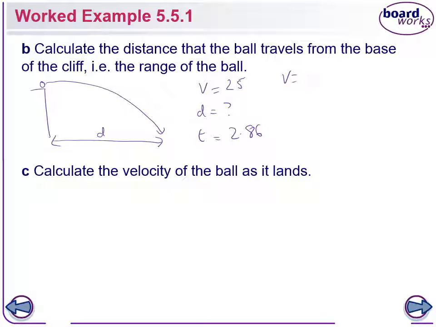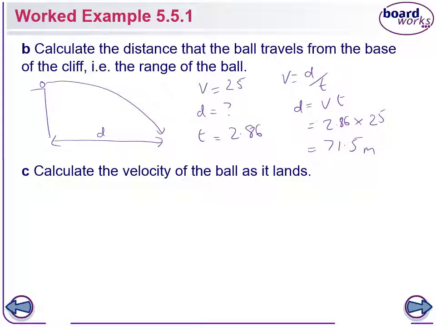So velocity equals distance over time, which means distance equals velocity times time. So 2.86 multiplied by 25 will give us 71 point something, I guess. 71.5 meters.